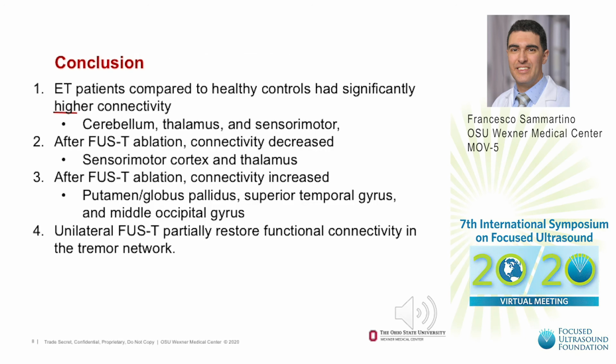So in conclusion, we show that the ET patients compared to the controls have significantly higher connectivity in the cerebellum, in the thalamus and sensory motor cortex, and after ultrasound the connectivity decreased, especially in the sensory motor cortex and the thalamus, while after lesion the connectivity increased in the putamen, globus pallidus, superior temporal gyrus, and middle occipital gyrus. So we conclude that unilateral focused ultrasound partially restores functional connectivity in the tremor network.